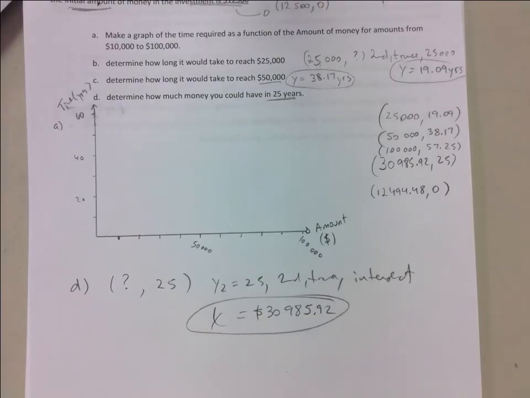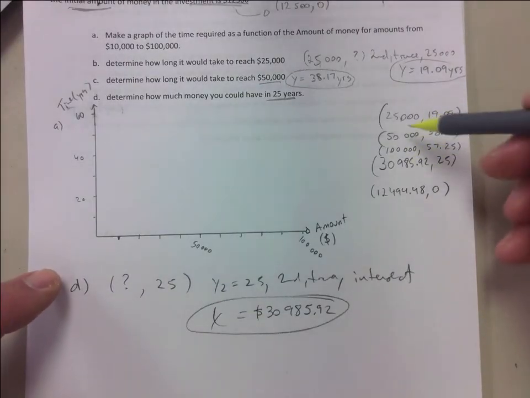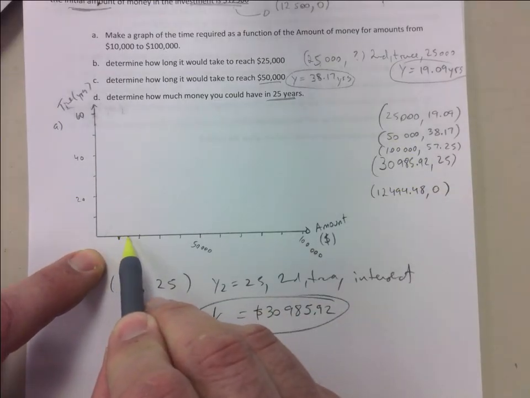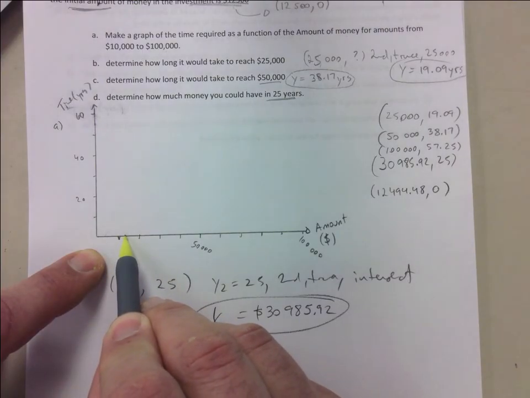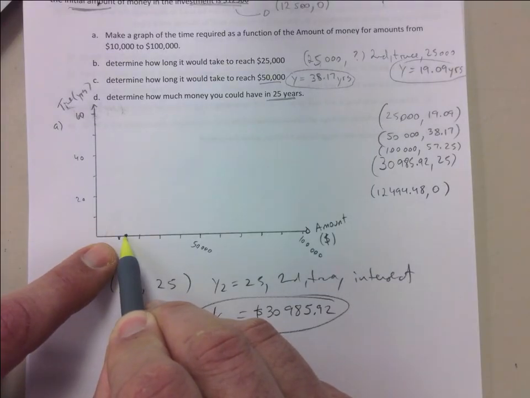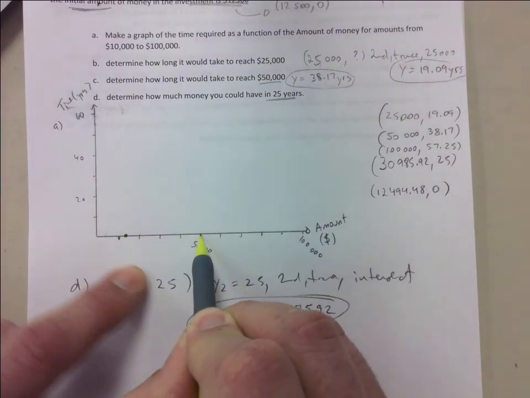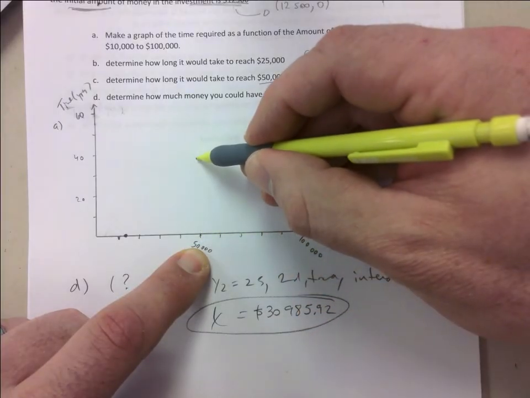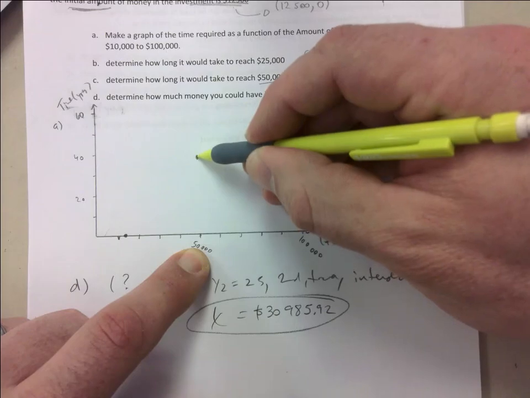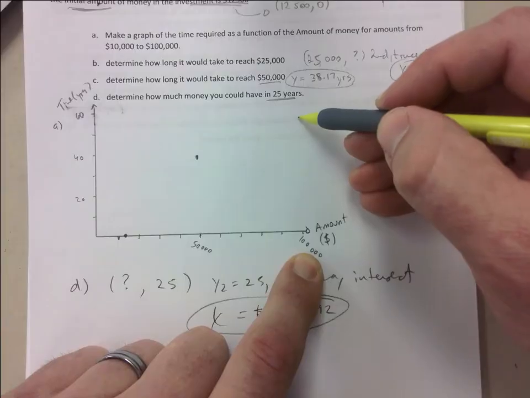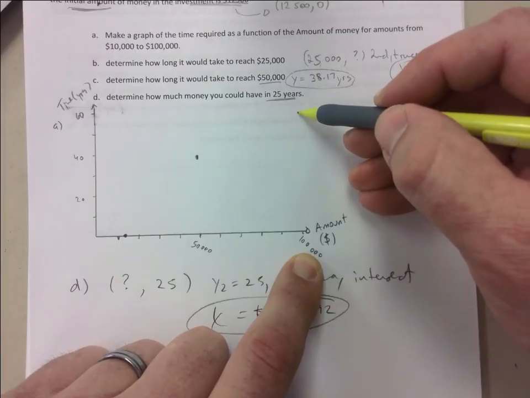And then you plot. We know the x-intercept is right here. 12,000. This is 10,000. This is 20, so this is 15,000. So 12,500 is somewhere in there. I'm going to use the 50,000 next. 50,000 is 38, which is right about there. 100,000, we're at 57, which is right about there.